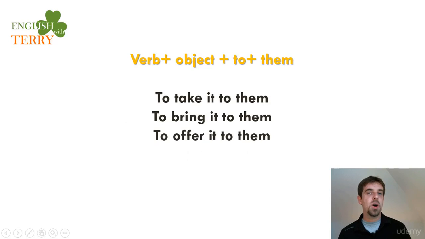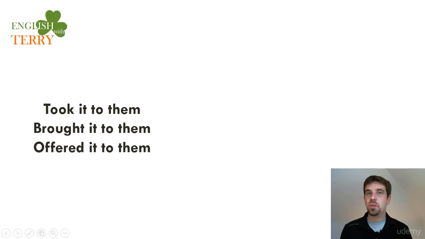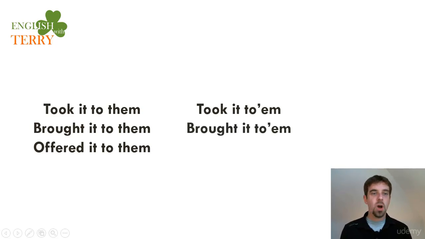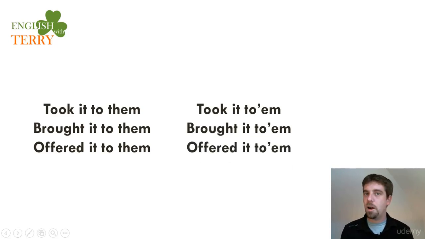So the verb and object and "to" is when these same verbs will take "to." Took it to them, took it to them. Brought it to them, brought it to them. Offered it to them, offered it to them. All right?